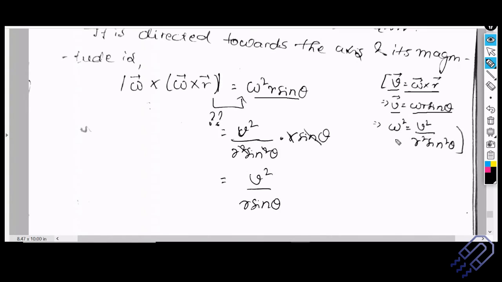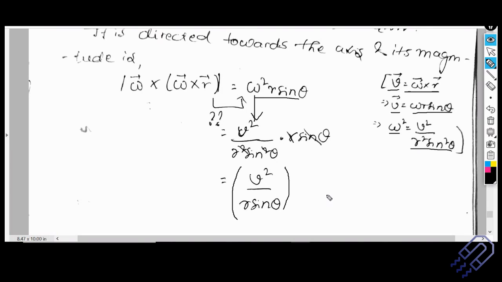If we just square both sides, we can simply write omega square is v square by r square sine square theta. So this omega square can be replaced as v square by r square sine square theta, into r sine theta, which is already there. So you can just cancel out r and r square, and sine theta and sine square theta. The simple term that you get is this.